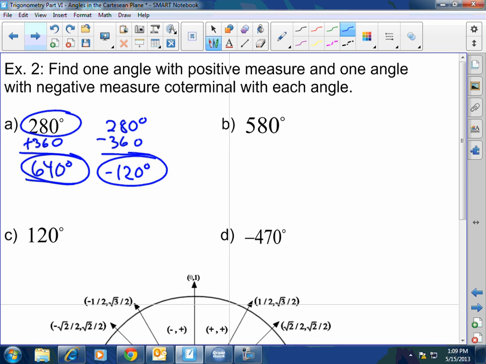Okay, for B, 580. How can I find a positive one? You could add 360, but what would be an easier route? Subtract 360, because I'm still in the positive realm. Now, how would I get a negative one? Subtract 720.